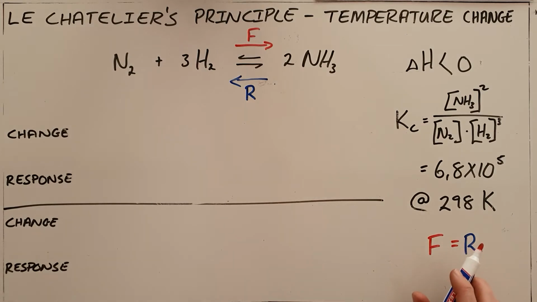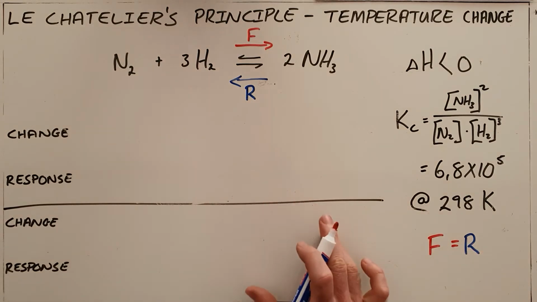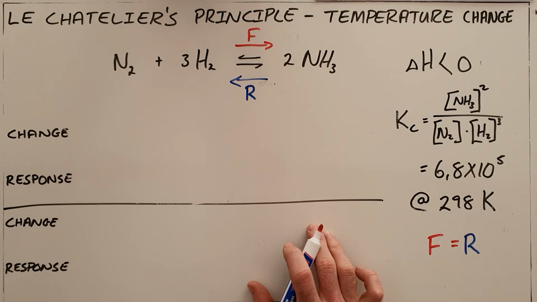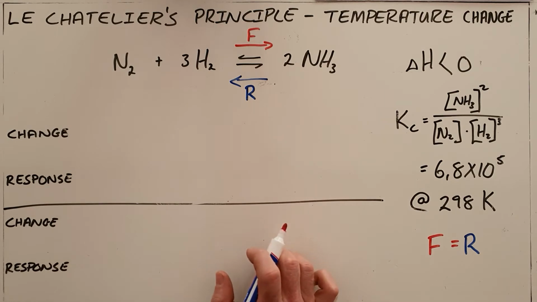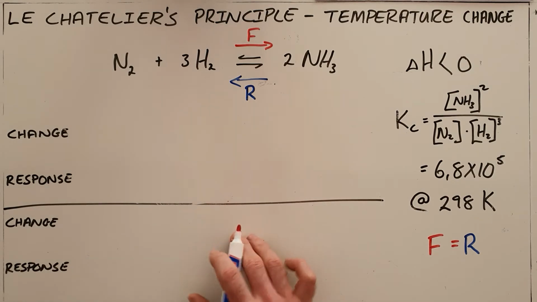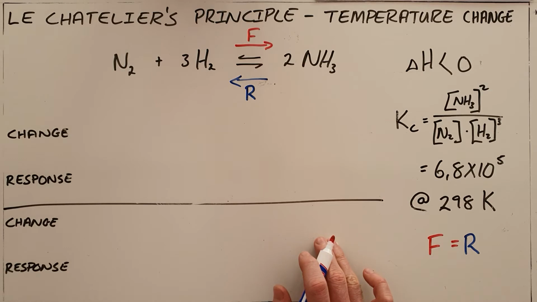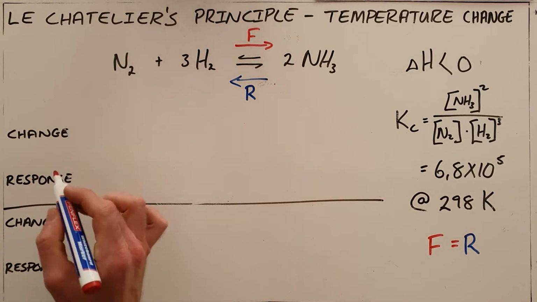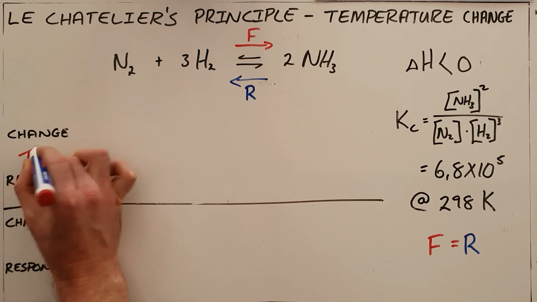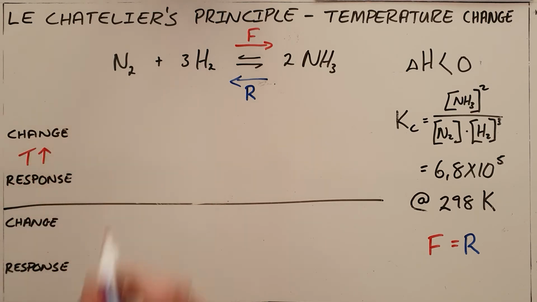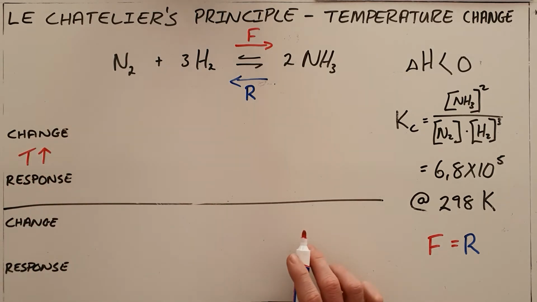Now, we know that it is possible to make changes to a reaction while it is at equilibrium, and Le Chatelier's principle governs the response to that change, where Le Chatelier's principle essentially says the reaction tries to undo the change that you have made. So the change we are looking at now is a temperature change, where we are going to say what would happen if we were to increase the temperature of this reaction while it's at equilibrium.